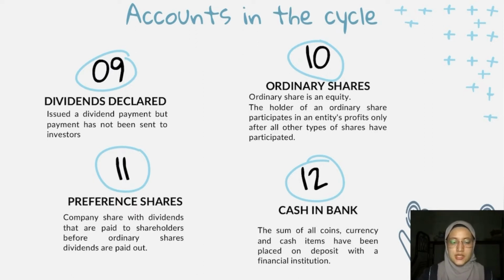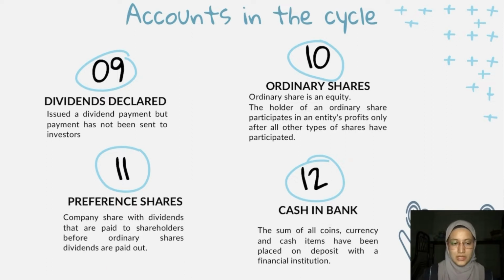Number 10 is the ordinary shares. An ordinary share is an equity instrument subordinate to all other equity classes. The holder of an ordinary share participates in an entity's profit only after all other types of shares have been participated.